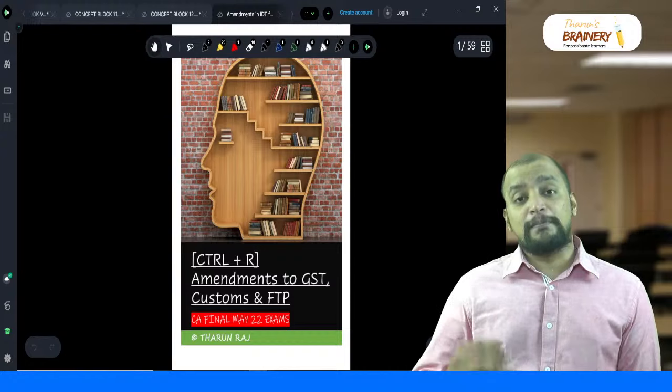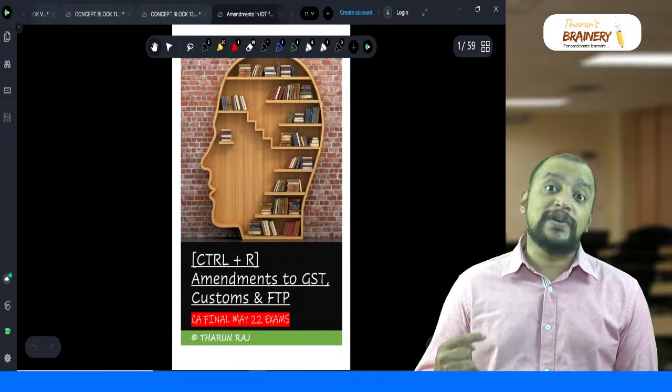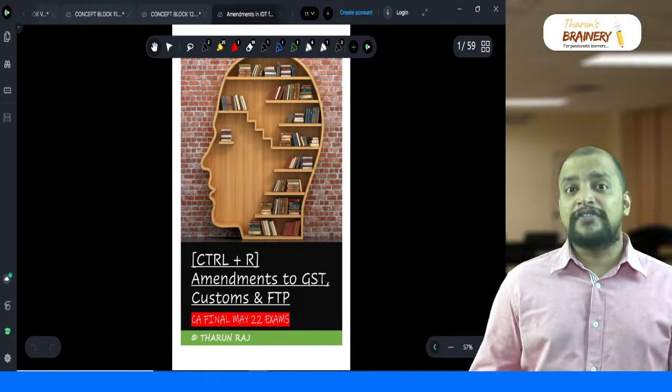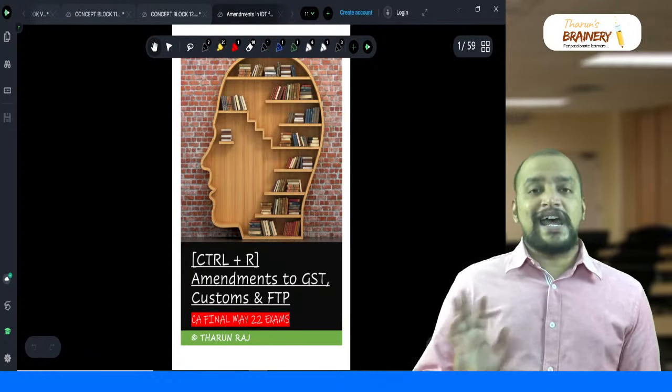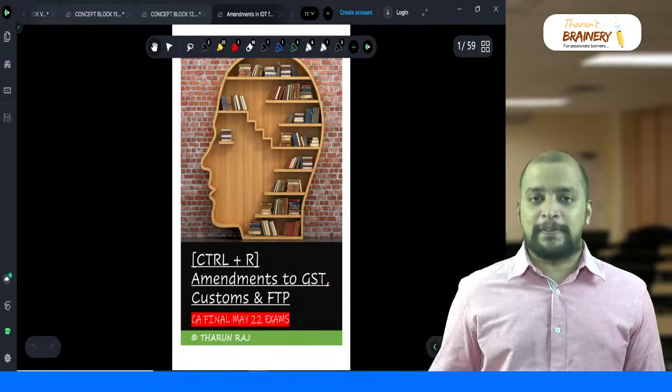Suppose you have the books for May 21. Suppose you have the books of November 21, it's okay, no issue. So you can just add this amendment material and prepare from that.